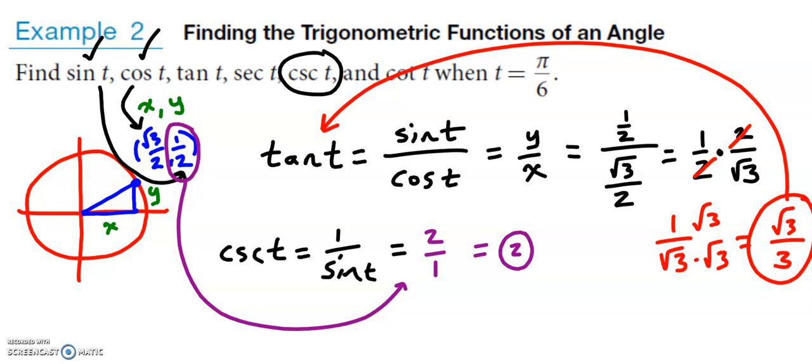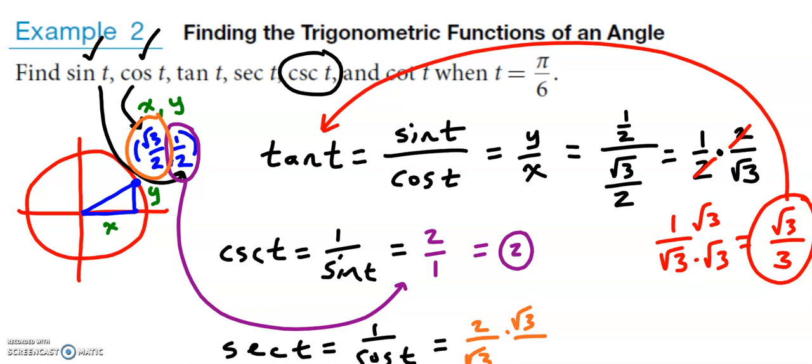Very similarly, we could do the secant. The secant of t is 1 over the cosine of t. And anytime you're doing 1 divided by, you can just flip the cosine. So the cosine value here is root 3 over 2. If I flip it, that's 2 over square root 3. We can't have a radical on bottom, so we multiply top and bottom by the square root of 3. And we end up with 2 root 3 over 3.